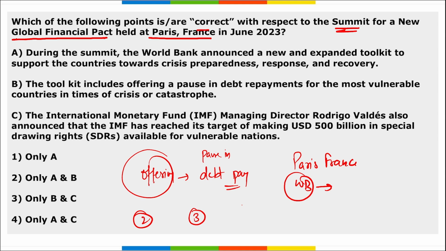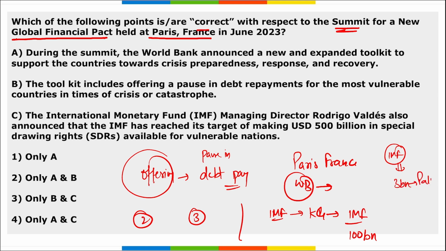Correct? Another thing, remember recently during this summit that was held in Paris, France, the IMF director, that is International Monetary Fund director Kristalina Georgieva, announced that the IMF has reached its target of making $100 billion in special drawing rights available for vulnerable countries. Right? If you remember, recently IMF has granted a bailout of $3 billion to Pakistan, and because of this bailout, the stock market of Pakistan shot up, and it was a record breaking rise in the last 15 years, due to which the stock market of Pakistan was halted, right?